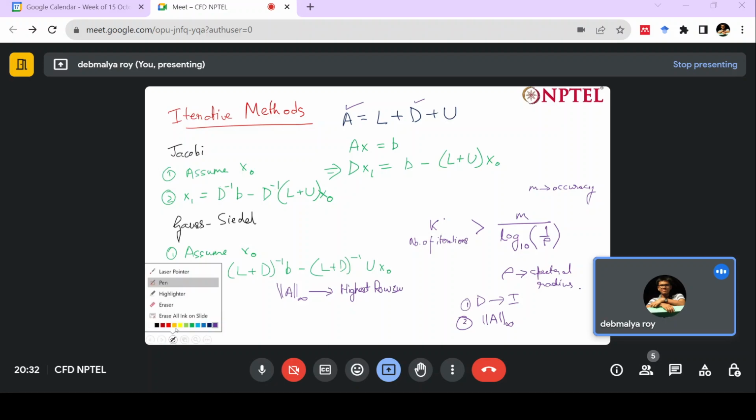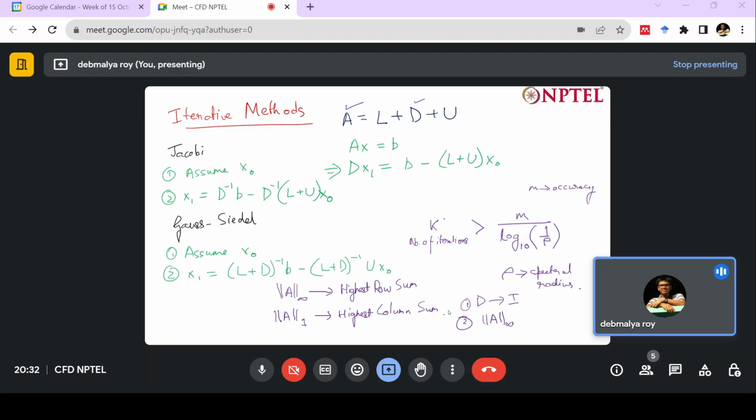Row sum. Also you have to take the absolute value of each element, that you must remember. I'm not writing it down, please remember. And what is the first norm? The first norm is the highest column sum. Again here also you have to take the absolute value of each element and sum it up. So these are the two most important norms for matrices.